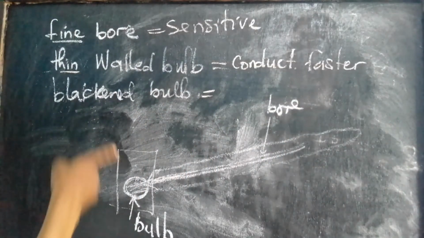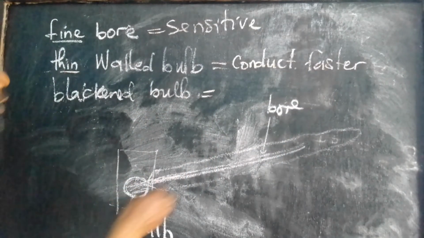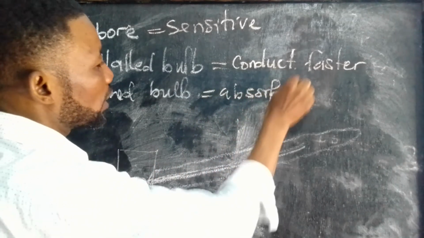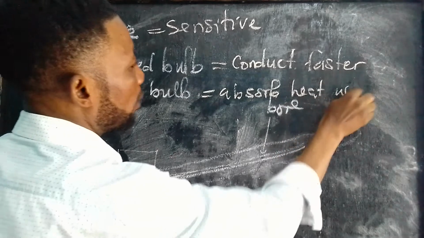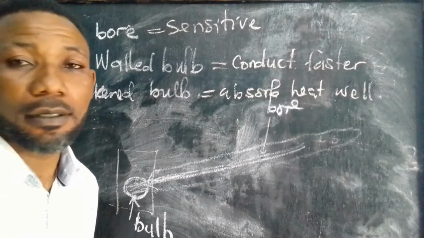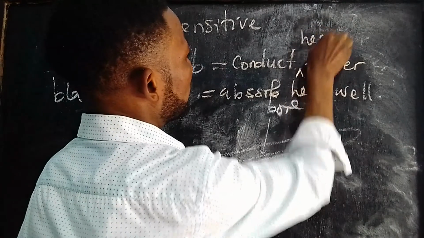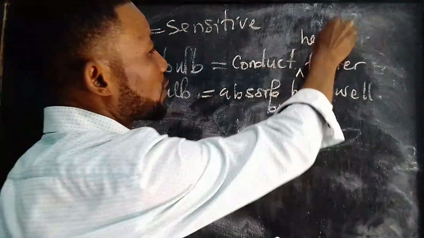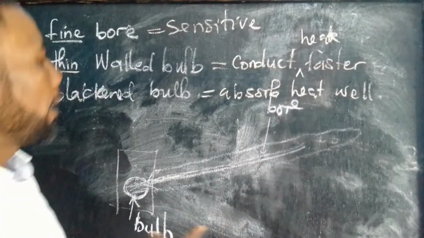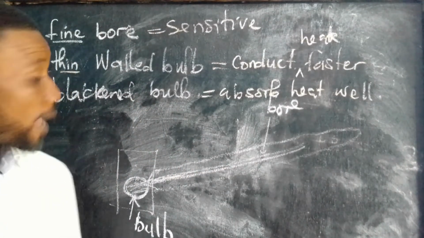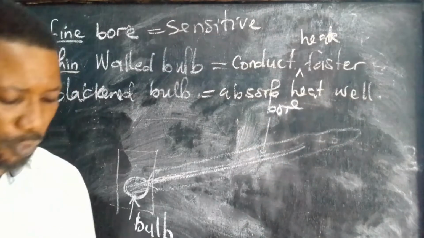Now, why is this bulb blackened? So that it should absorb heat well. You know, black bodies are good absorbers. It conducts heat faster, and it is blackened so that it can absorb heat well. Beautiful.